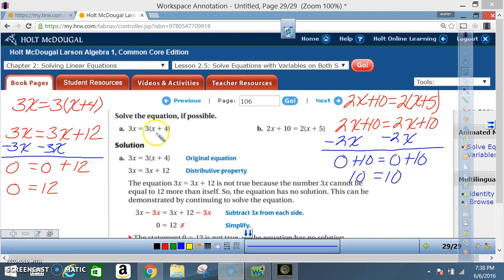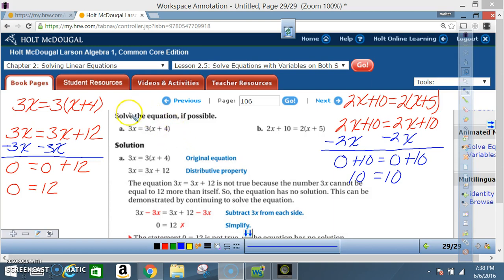Okay, now here in example four, you're going to learn that equations sometimes can have more than one solution. When you solve an equation and one side is equal to the other side, that's called an identity.